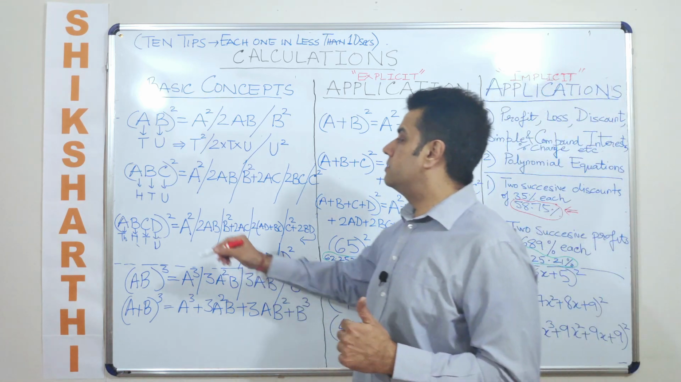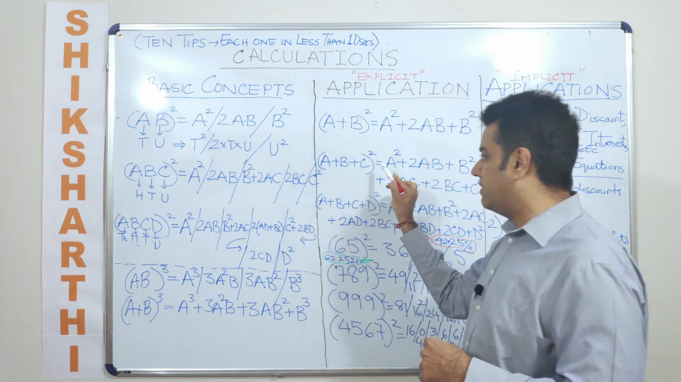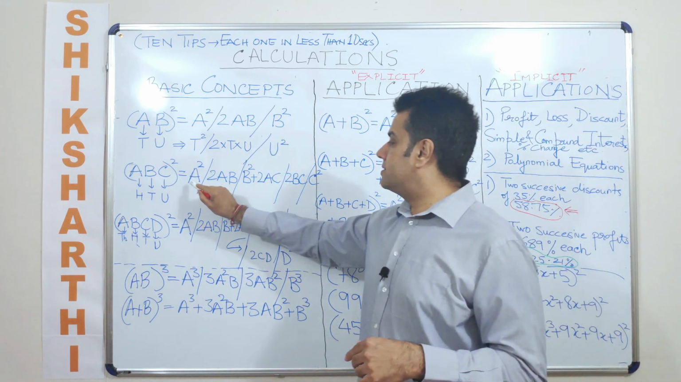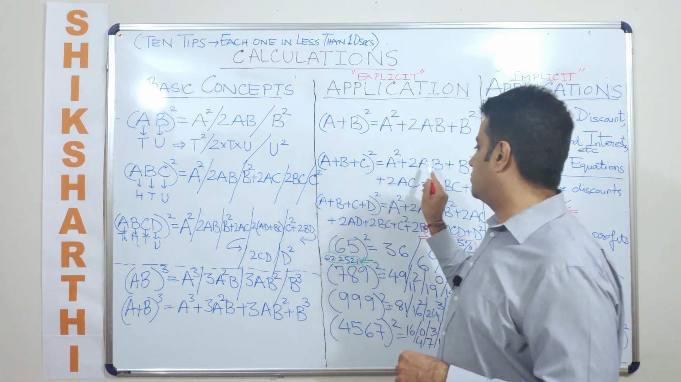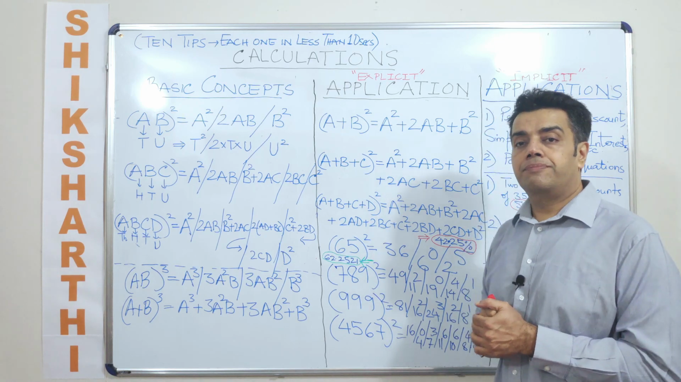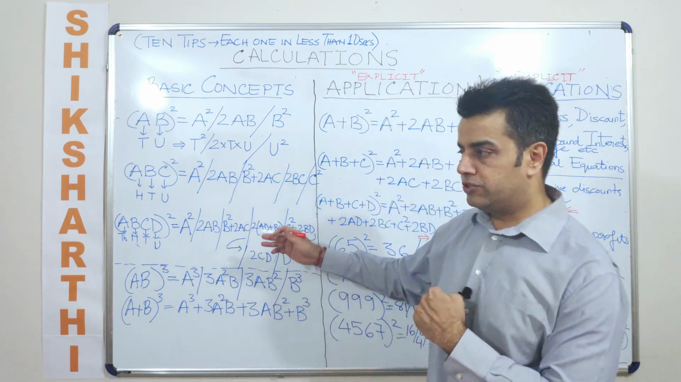Talking about the triple digit squares, now taking the same concept to the next level, whatever answers you would have got here, the same answers you will get when you expand (a plus b plus c) whole square. Yeah. And the same thing we would do for 4-digit squares.